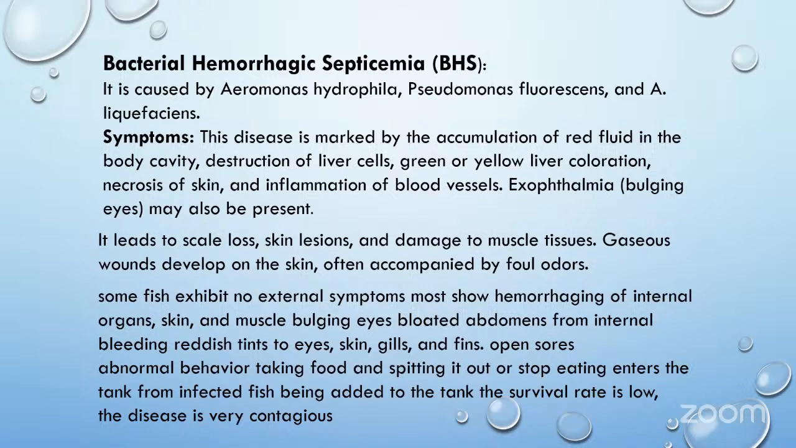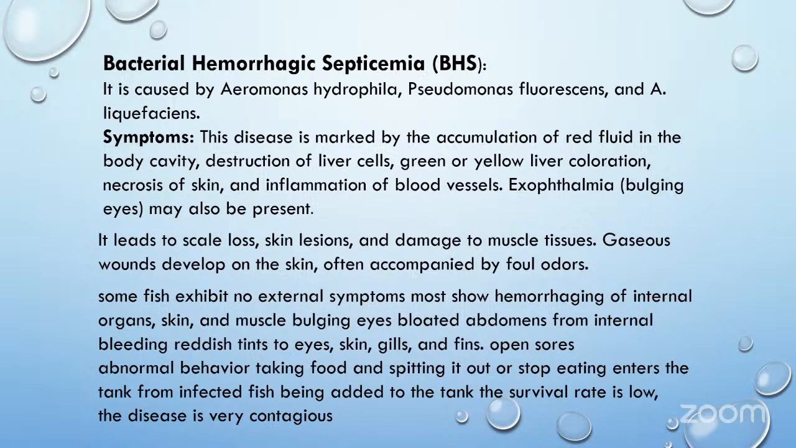Some fish exhibit no external symptoms and they show hemorrhage of internal organs. So outwardly you won't find anything, but internal bleeding will be there, and even on the skin also. And muscle bulging, sometimes eyes are bloated and abdomens are bloated from internal bleeding, and reddish tints to eyes also. Even in the eyes you can find those reddish tints because of the internal bleeding. Skin, gills, and fins also you can find this.